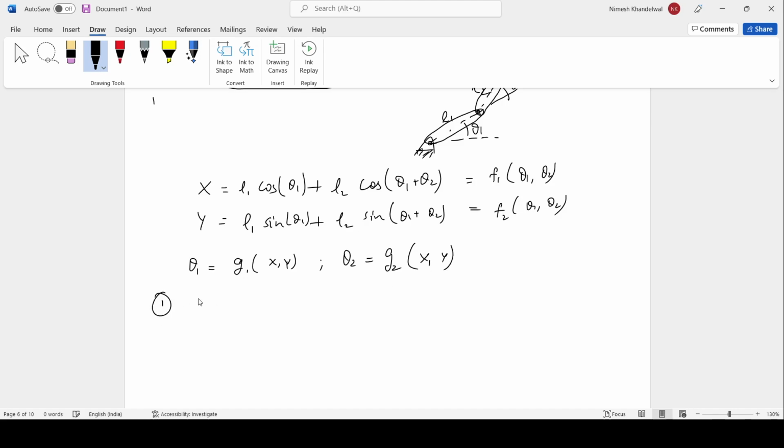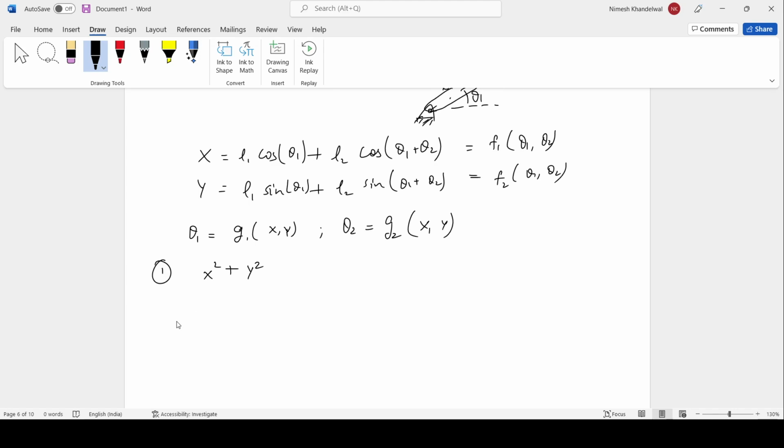Okay, so the first step is we square and add x and y. Why we are doing this is we are trying to eliminate one of these angles from these equations. You might have seen this in the lectures also. So when we square and add the first two terms here, only L1 square will remain. Same for the second two terms, only L2 square will remain, because cos square theta plus sin square theta is 1, right?